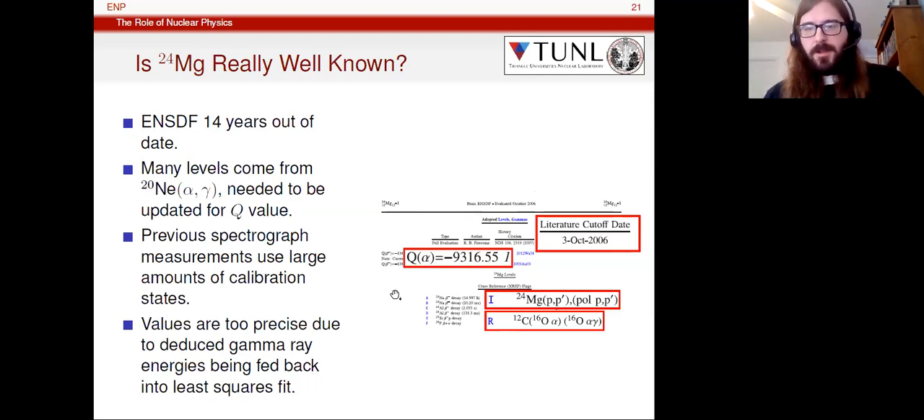Also, if you look at previous spectrograph measurements where all of the other information comes from, these, of course, also had to be calibrated, which means they also use the Q value dependent neon-20 alpha resonances. And they typically had quite a few calibration states and high order fits, which means there could be some lurking systematics in there that aren't exactly clear. There's also another issue with the energy precisions being off because gamma ray energies were fed back into the fit in a complicated manner. So the precisions need to also be adjusted.